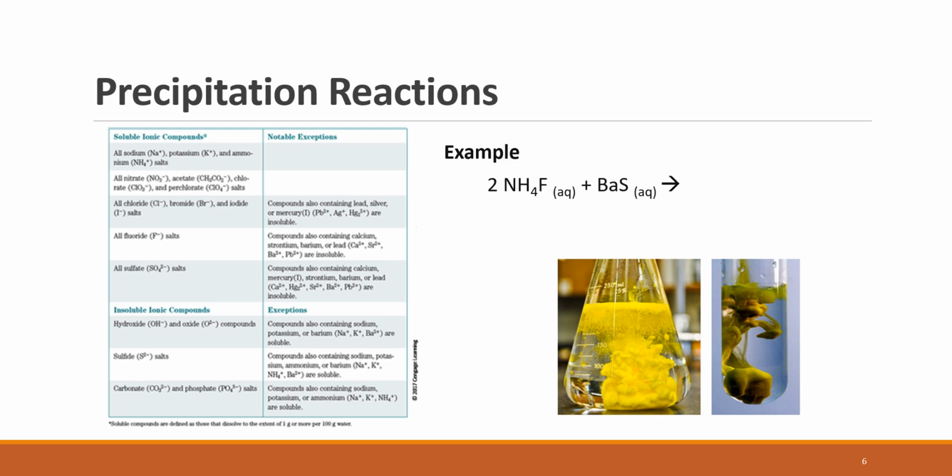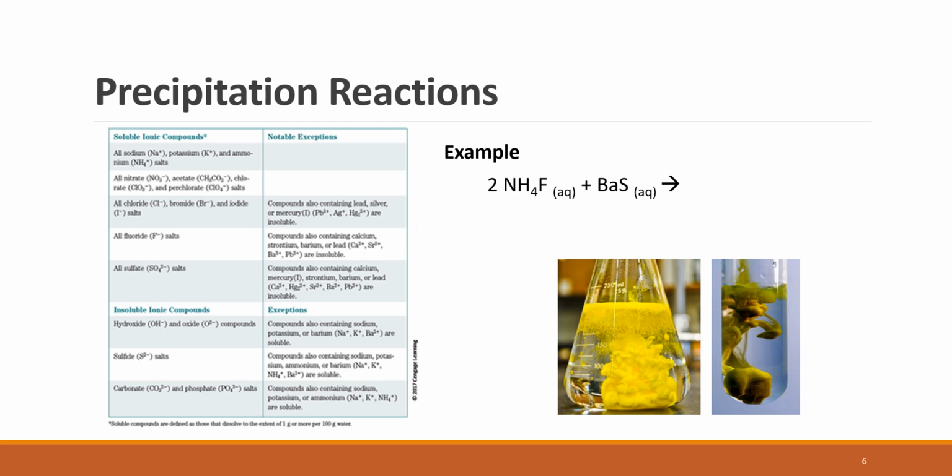Let's now look at an example where we predict the products and then figure out which of the products forms a precipitate or a solid. So given are the two reactants, so the two things we put together in the flask. And when we put these two things together in the flask, we get a bright yellow solid forming. So we know that it's a precipitation reaction due to that bright yellow solid.